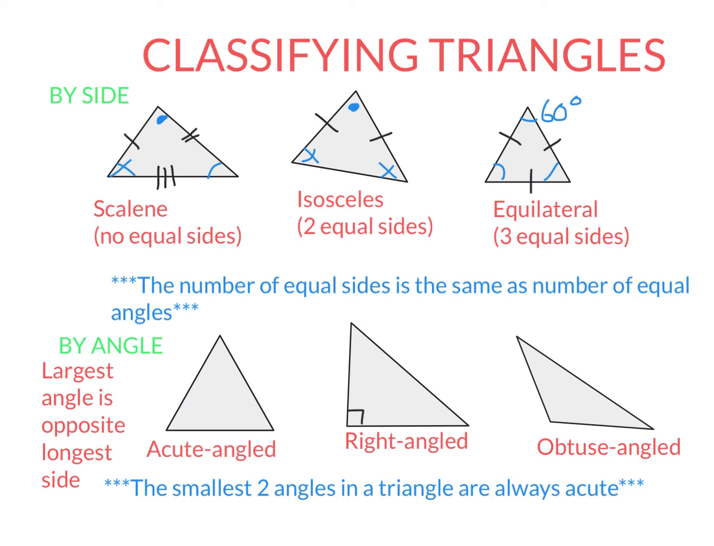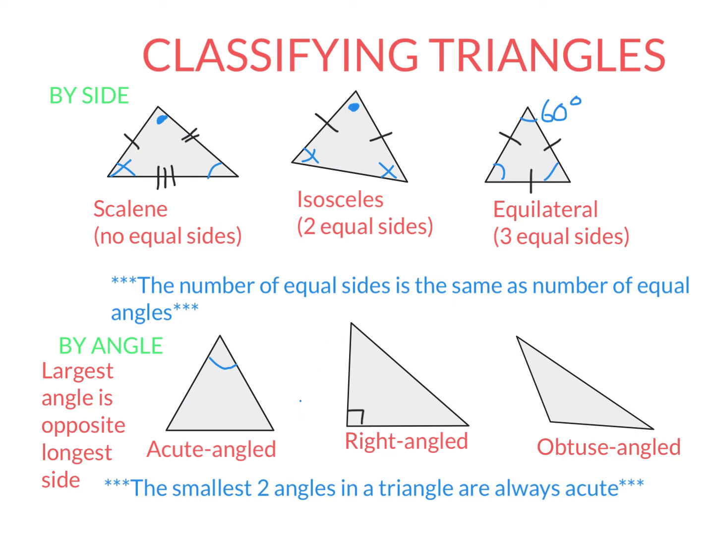So it turns out that in any triangle, regardless of whether it's scalene, isosceles, or equilateral, the largest angle is always opposite the longest side. So in this triangle here, it turns out this is the longest side. So this will be the largest angle, and you can see clearly that this largest angle is acute. That means it's below 90 degrees.